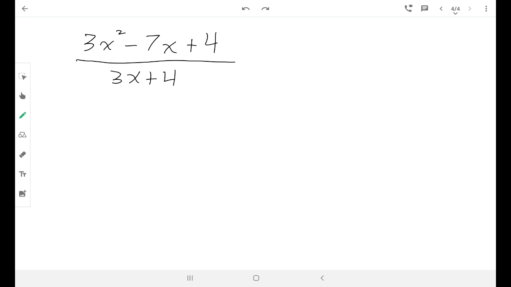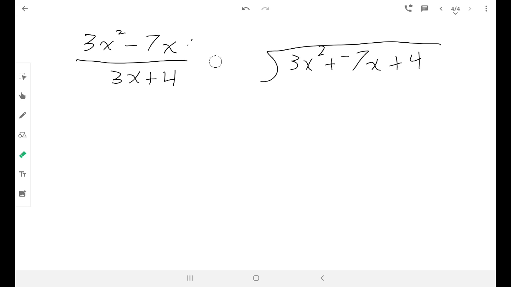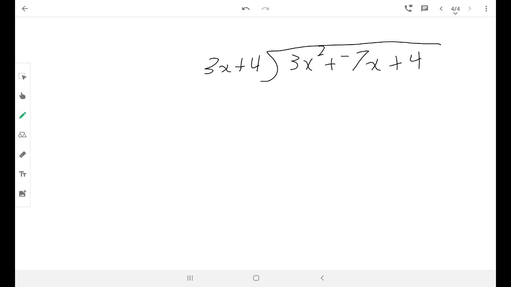So this is where we really get into synthetic division starting to fail us. But I can do this just as easily with long division as I could before. Let me show you. 3x squared, let's call it plus negative 7x, plus 4, divided by 3x plus 4. So there's the problem that we're trying to do.